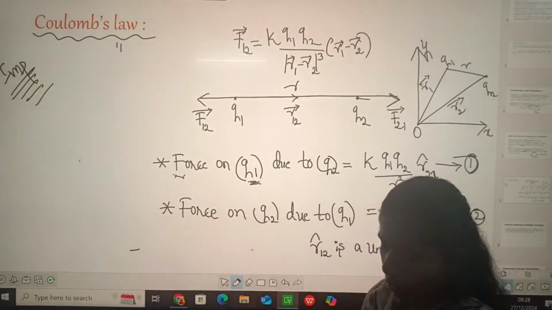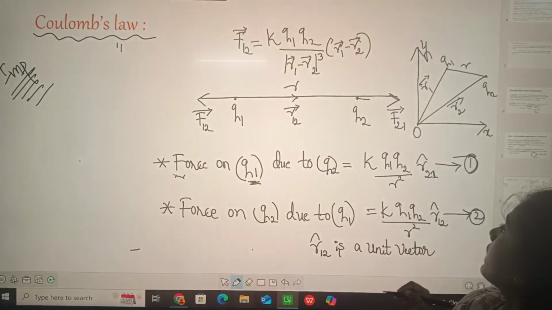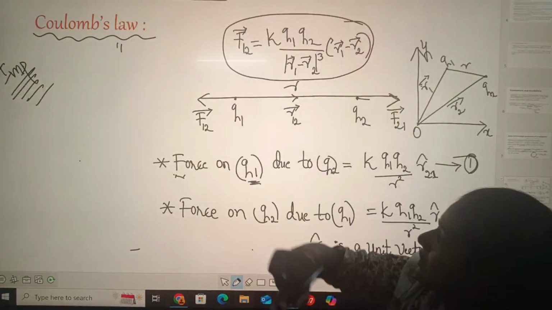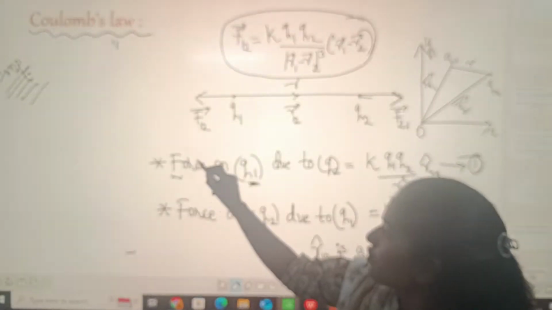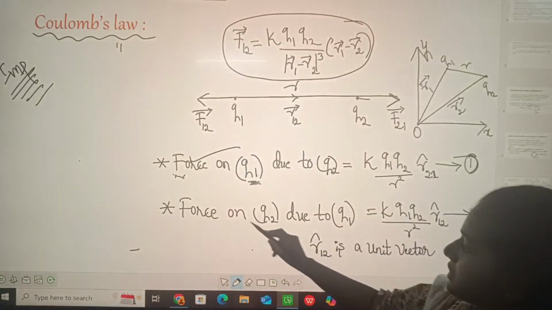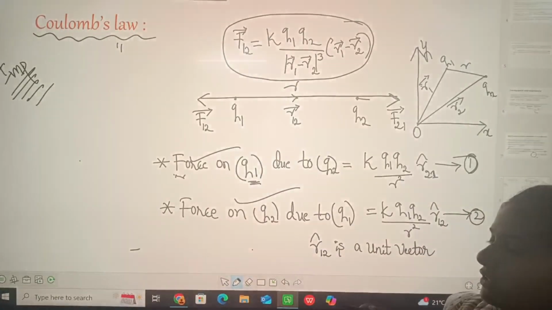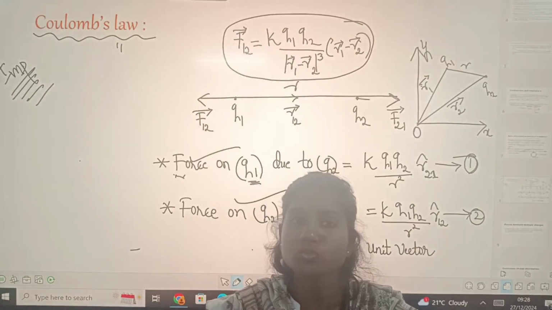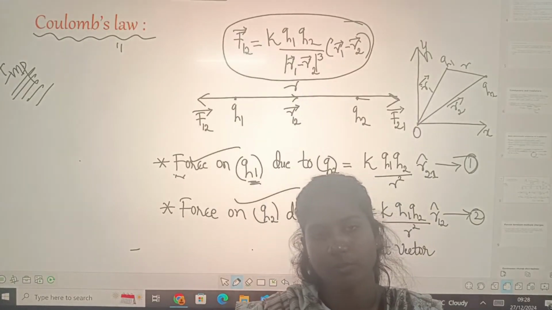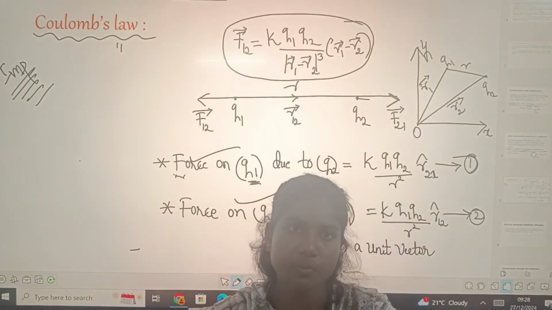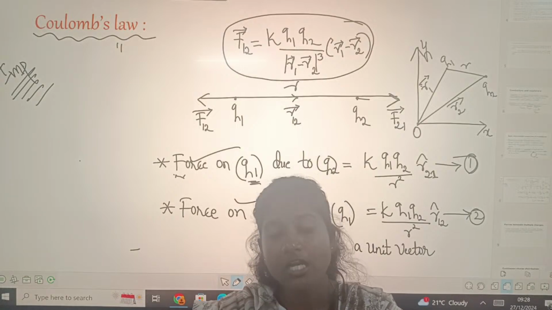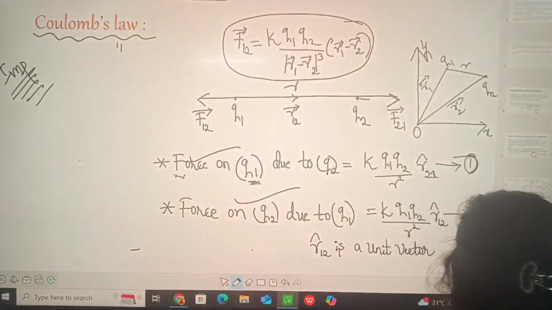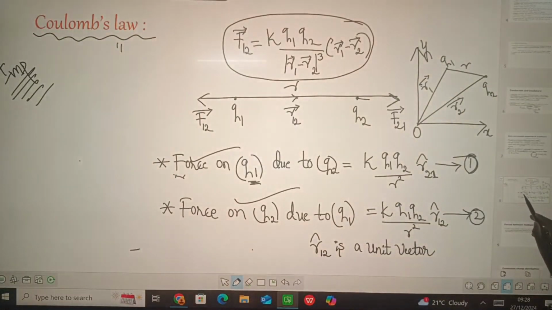While in the vector formation, we are going to write the force in this formation. This is the force on Q1 due to Q2 and this is the force on Q2 due to Q1. Coulomb's law states that the force of interaction between two charges is directly proportional to the product of the two charges and inversely proportional to the square of the distance between those two charges. So, this is all about Coulomb's law.